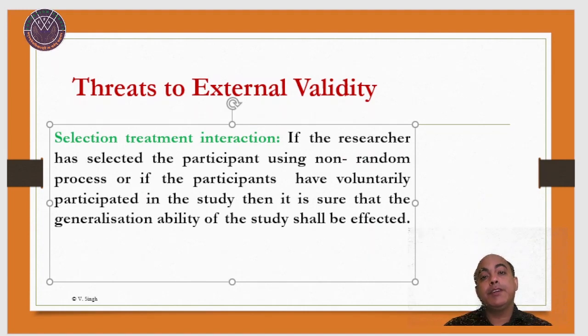Selection treatment interaction is another threat to external validity. If the researcher has selected the participants using a non-random process, or if the participants have voluntarily participated or participated as per their convenience in the study, then it is sure that the generalizability of the study will be affected and the findings cannot be generalized because they are biased. Thus, random selection of the subjects has to be encouraged while forming the groups.